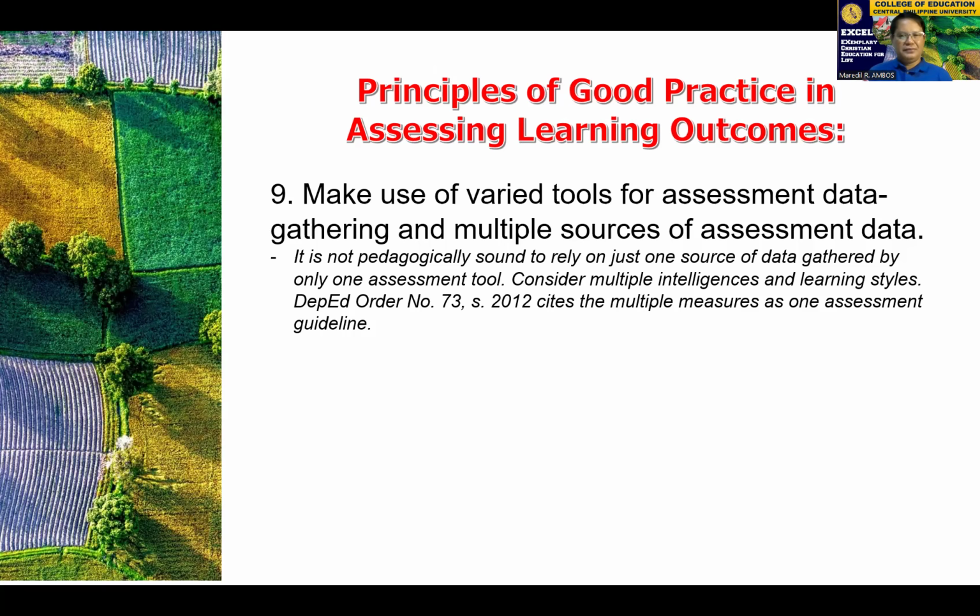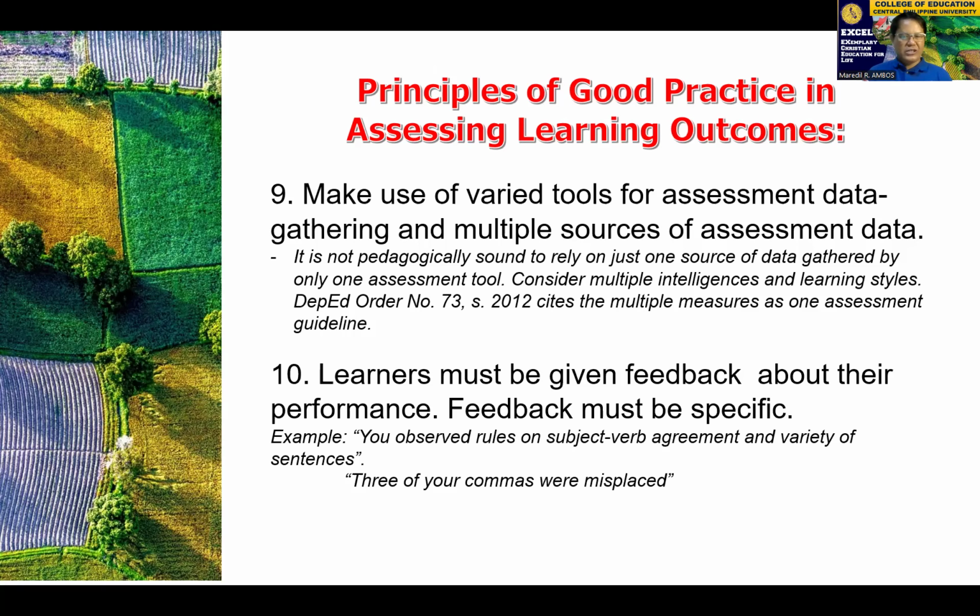Number 10 is that learners must be given feedback about their performance, and the feedback must be specific. Take a look at an example here: you observed rules on subject-verb agreement and variety of sentences. Take note, it's very specific. Or the second example: three of your commas were misplaced. Instead of saying you have a wrong sentence, it's better to say that three of your commas were misplaced. So feedback is clear and specific by nature.